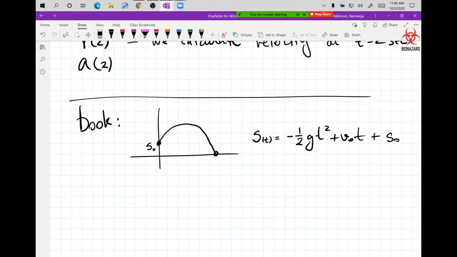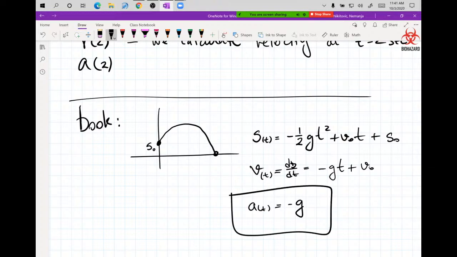Going to this, I can take the velocity derivative, which is ds/dt, and come up with negative gt plus velocity 0. And for acceleration, you'll just have negative g, which is exactly what you are expecting because we said acceleration due to gravity. That's your 9.81 or 32.2, depending on which system of units you want to use, imperial or metric.